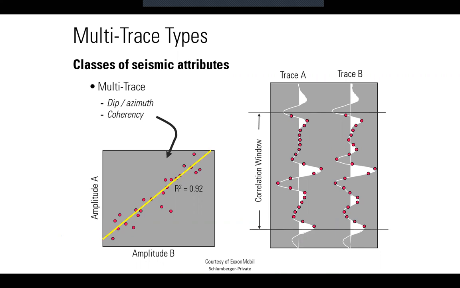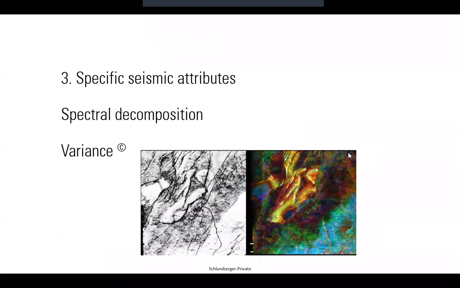Давайте сейчас посмотрим на два атрибута, которыми мы в Schlumberger много пользуемся. Один называется spectral decomposition, а второй называется variance. Вот так они выглядят. Вот это variance, вот у нас spectral decomposition. Мы смотрим сверху на куб. Это сейсмический трехмерный куб, поэтому мы на него смотрим сверху. И пару слов о том, что мы с ними делаем.